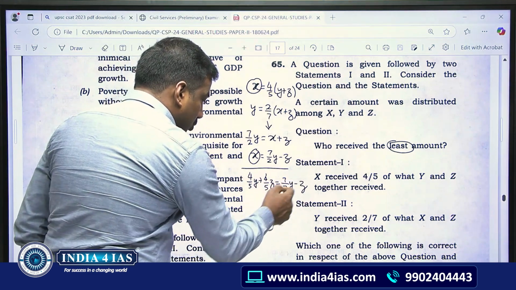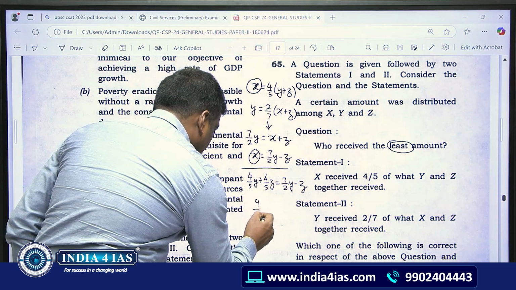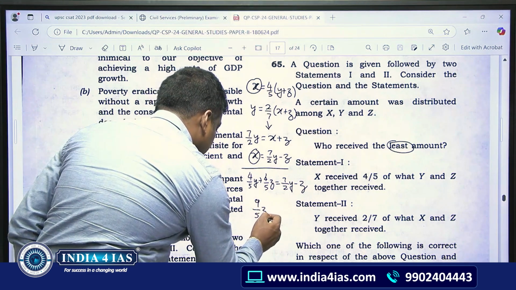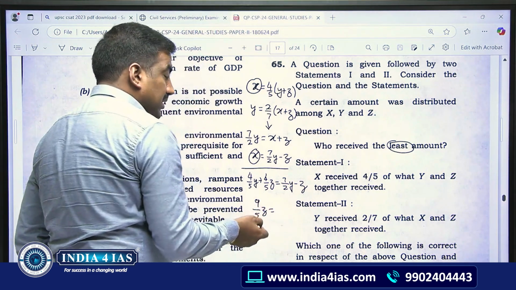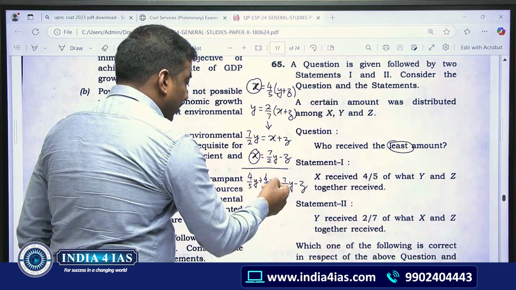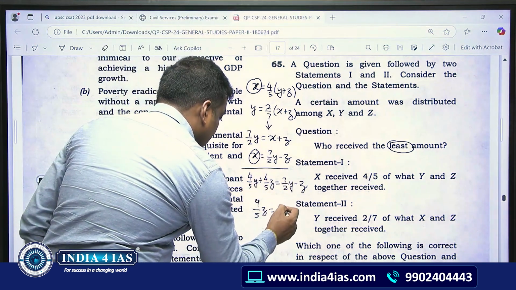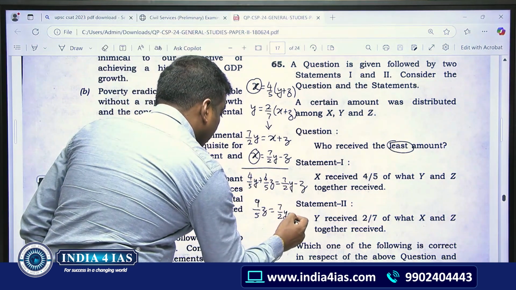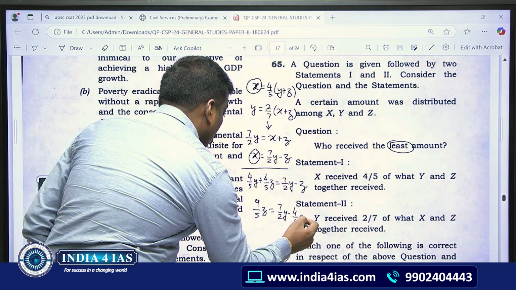4 by 5 plus 1 is 9 by 5z. So these calculations you have to do a bit quicker because this is basics. Then 7 by 2y minus 4 by 5y.